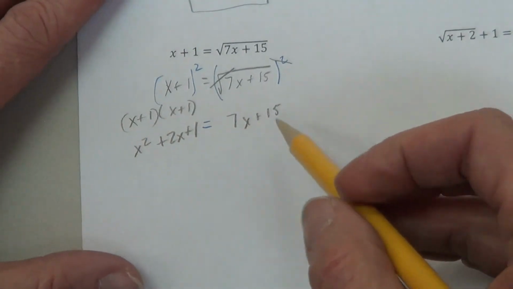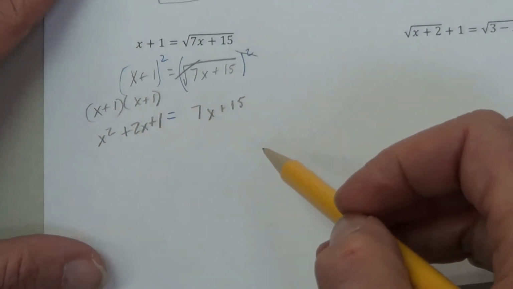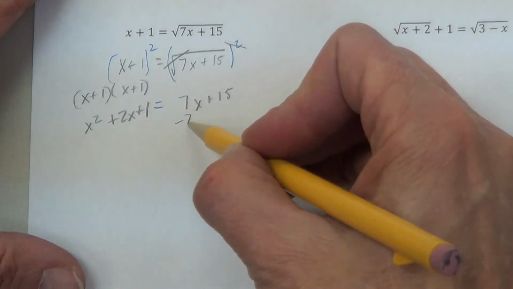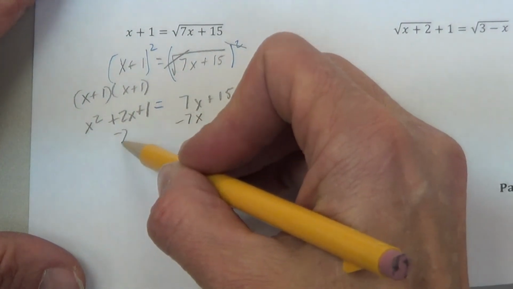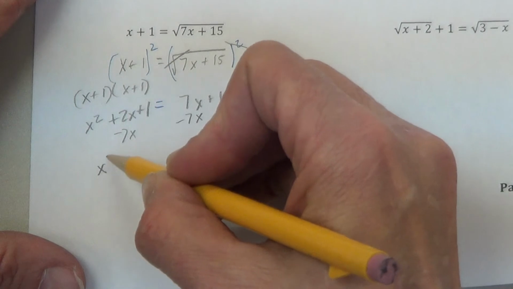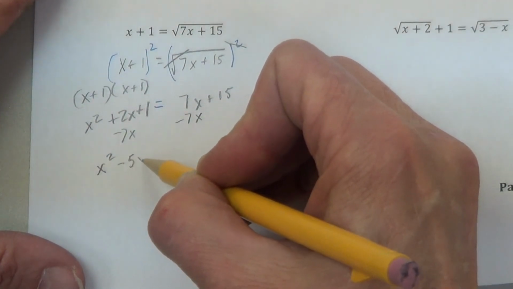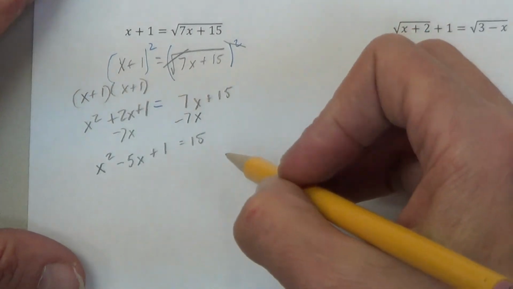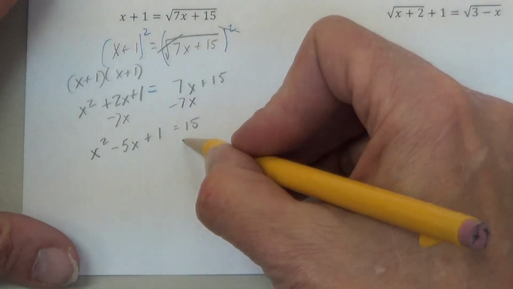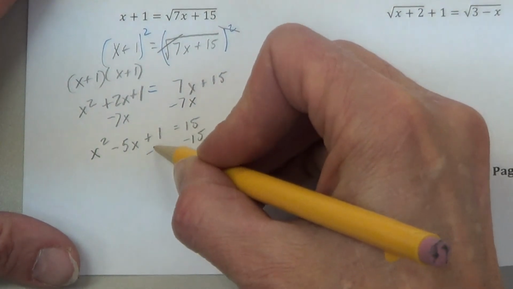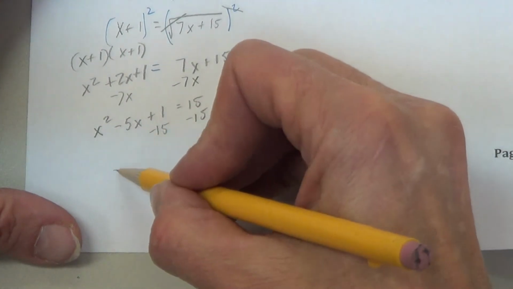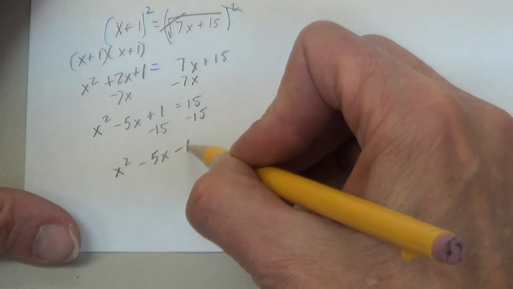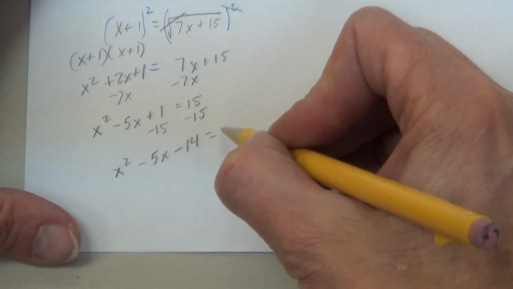Now we bring everything over and get this equal to 0, because that's how we solve with quadratics. So subtract 7x from each side. We get x squared minus 5x plus 1 equals 15. Now we get rid of the 15 over here, so we have minus 15, minus 15. We have x squared minus 5x minus 14 equals 0.